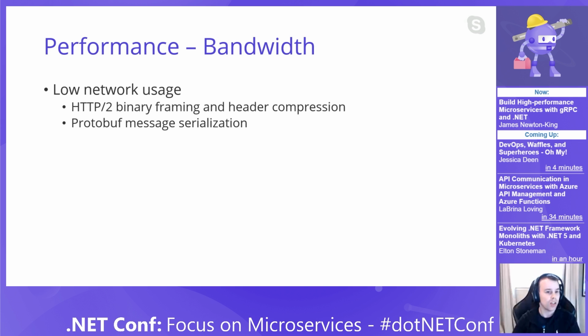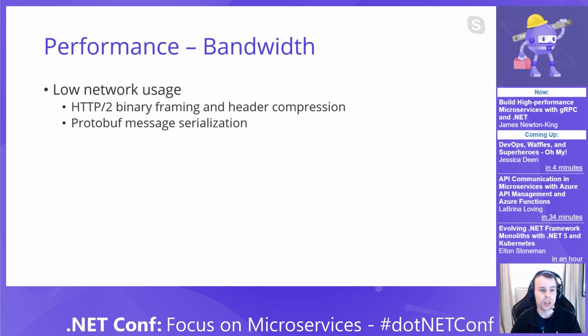Another key benefit of gRPC is its low network usage compared to REST. It achieves this in a couple of ways. One is that it uses HTTP2's binary framing and header compression. HTTP2 is able to take headers which it sees have been sent multiple times in a request and response, and rather than send them with every request and response, it just sends a couple of bits. So it's able to make some significant savings there on header size.